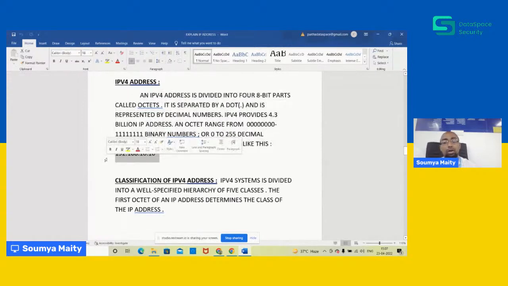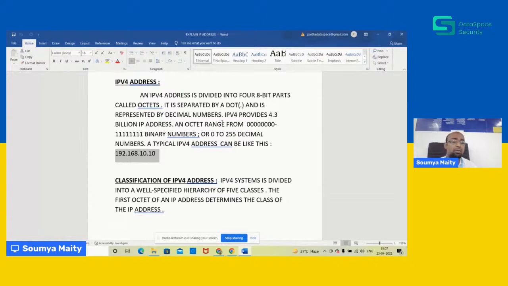The example is 192.168.10.10. There are four parts, and every part has 8 bits, so we call it an octet. There are four octets separated by a dot, and each is represented by a decimal number. IPv4 provides 4.3 billion IP addresses. But our population is now 8 billion.